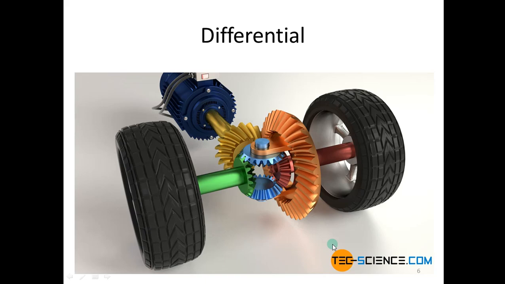So this is the inner part of the differential. This is a computer-designed image of differential gears. Here this is a yellow gear, and this is a brown gear, and these two are blue, and this is green, and this is also brown.